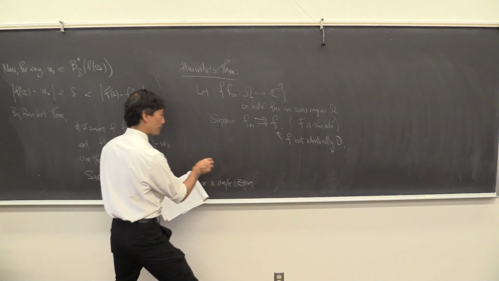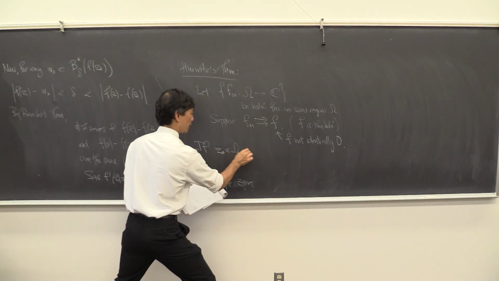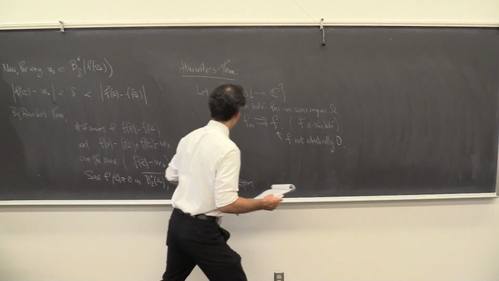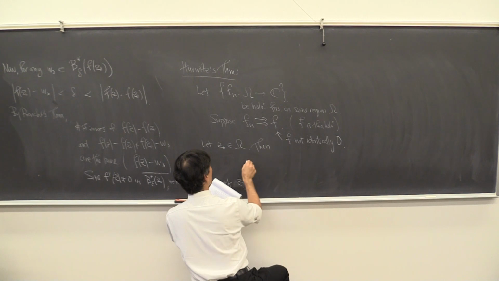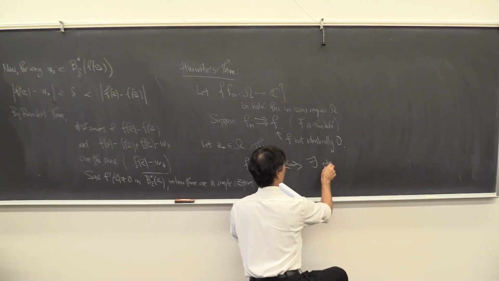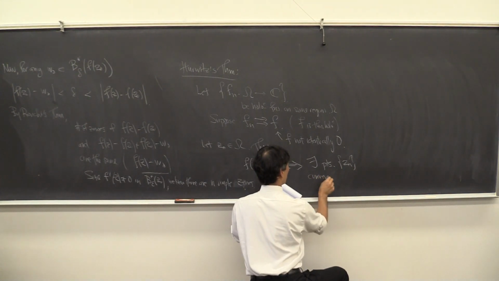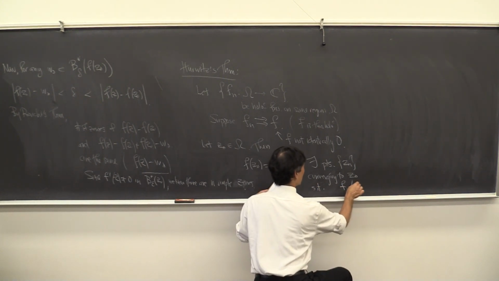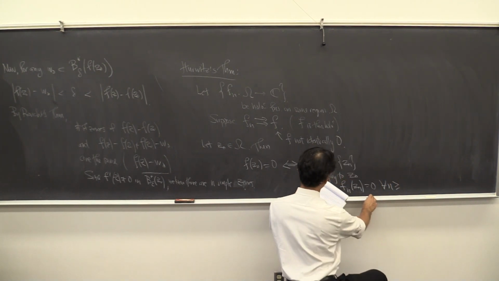Let z naught be a point in the set. Then f of z naught equals 0 if and only if there exist points z_n converging to z naught such that f_n of z_n equals 0 for all n greater than some n naught.